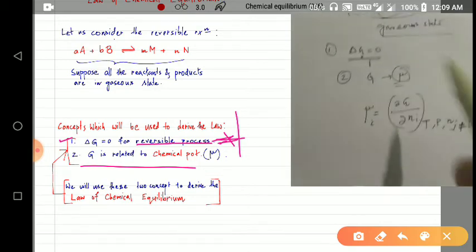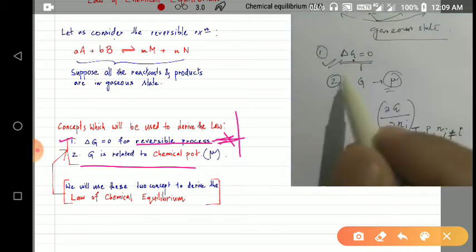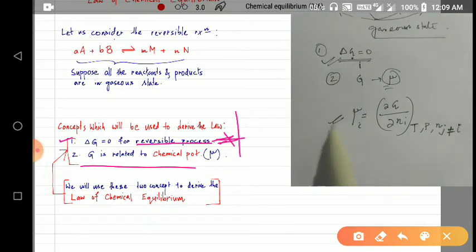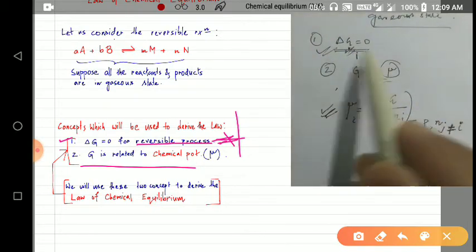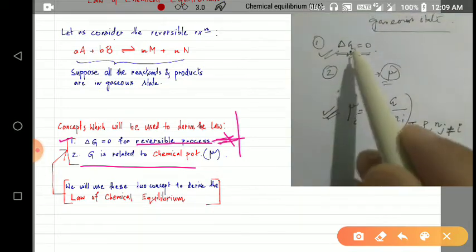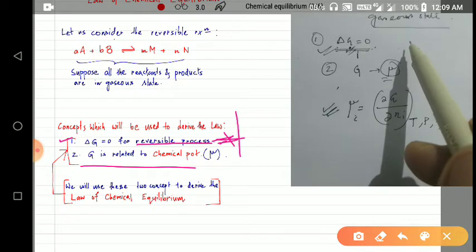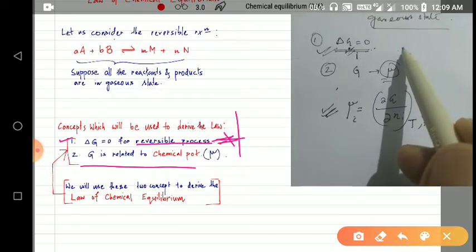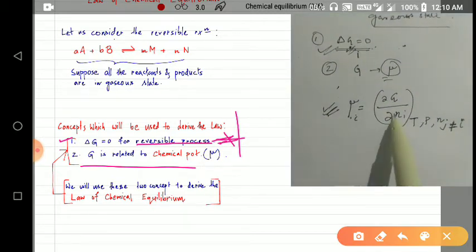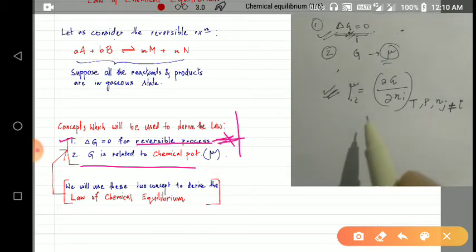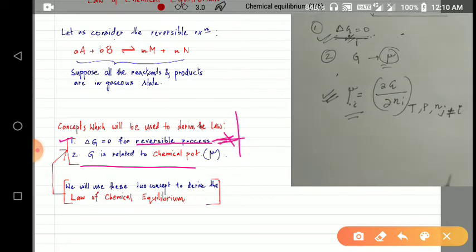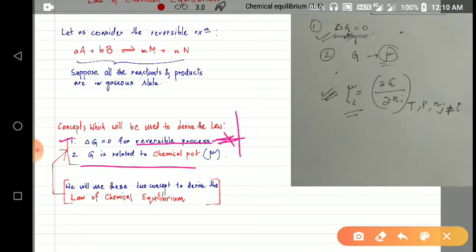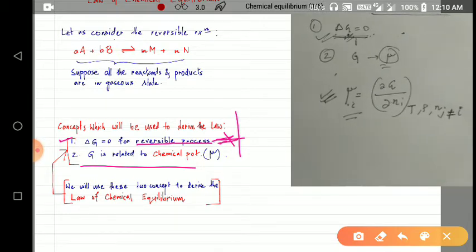So we're going to use mainly this concept number 1, and we're going to use the definition of this one also, because again here you see, since del G is equal to 0 at equilibrium for a reversible process, and this one is directly related to this one, then we can say that the chemical potential change would also be 0 in an equilibrium reaction, at the equilibrium position.